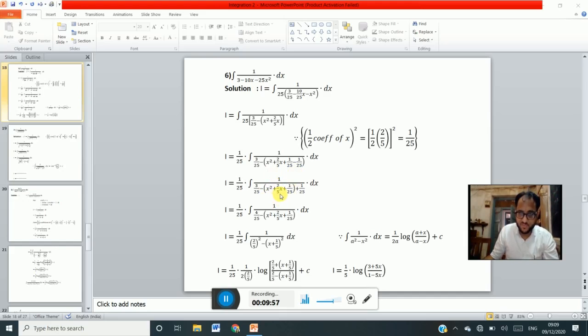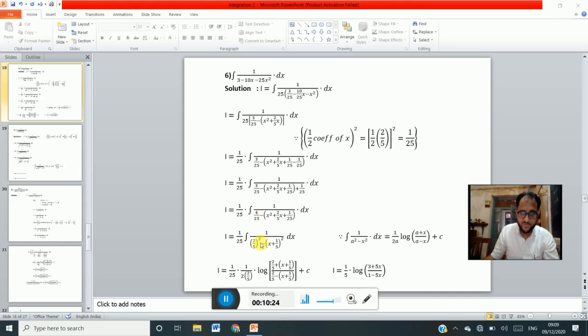This one, x square plus 2 by 5x plus 1 by 25 is nothing but x plus 1 by 5 whole square, and plus 1 by 25 means 1 by 5 square, or this one also 3 by 25. So 1 by 25 plus 3 by 25 means 4 by 25, and 4 by 25 in square form is 2 by 5 whole square.